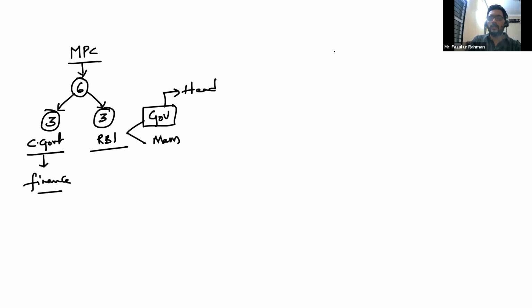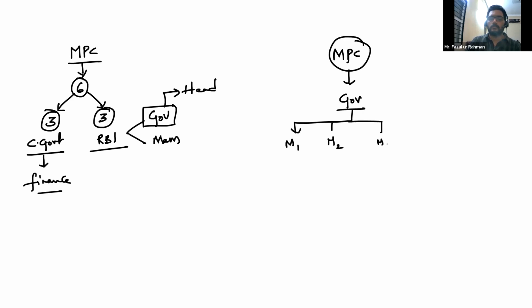How does this look? MPC, the governor is going to head, and you have member 1, member 2, and member 5.